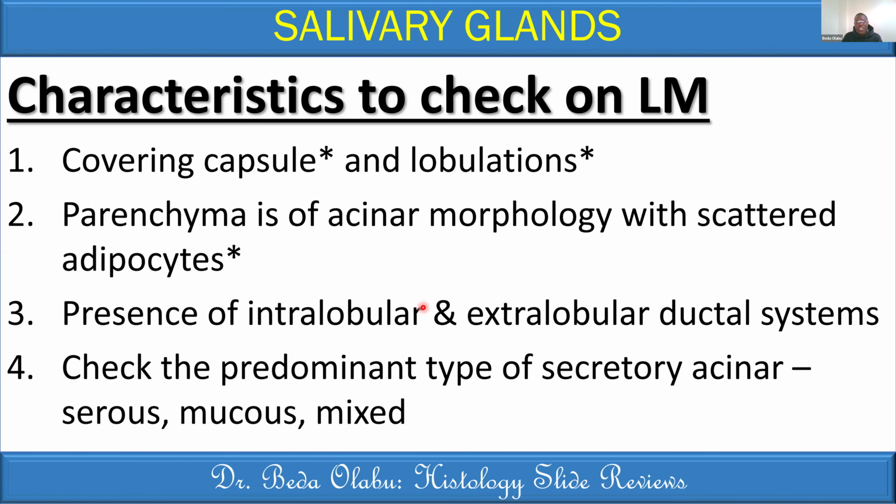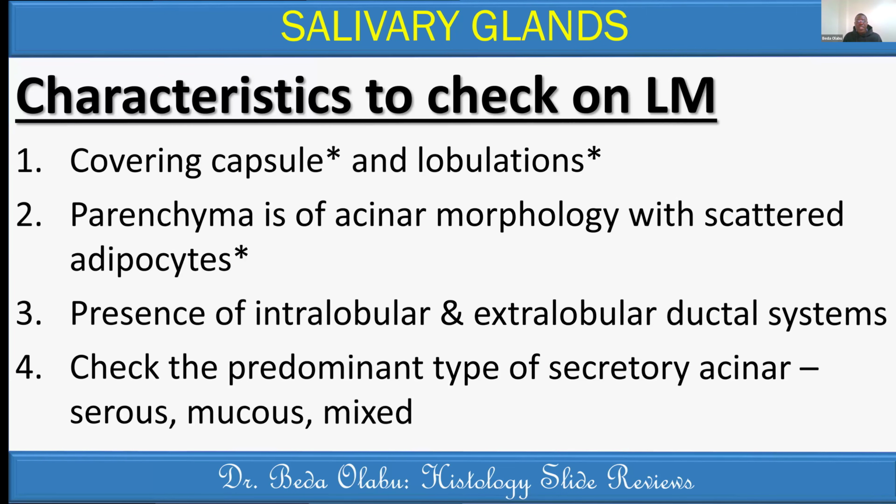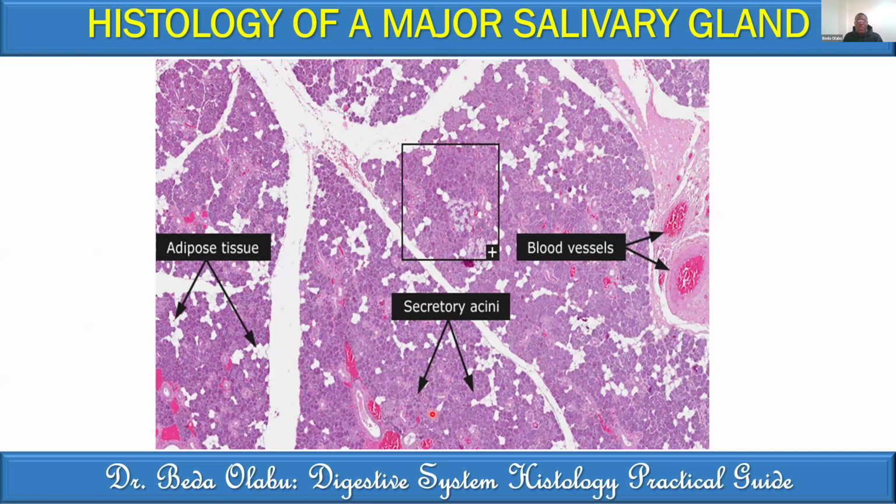Of course, if we had the advantage of the gross view, we then know that parotid is much larger compared to submandibular, and sublingual is the smallest of the three. But you don't have the advantage of viewing it grossly on a microscope. And so we'll rely largely on what I've just told you. You look at the type of secretory acini. Having said so, this is typical of how salivary gland will look like.